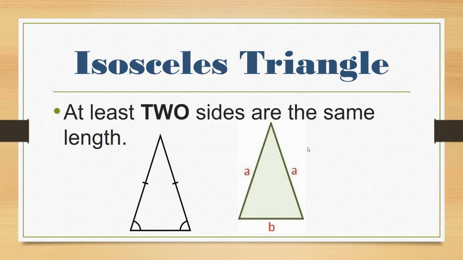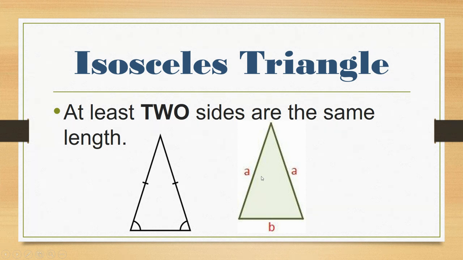This right here is an isosceles triangle, where at least two sides are the same length. So remember, now we're looking at the sides. Looking at this triangle, again, you can see one line on this side, one line on this side. That already tells you that this side is the same length as this side, and this side is shorter than both of them. Because these two sides are the same length, it's an isosceles triangle.